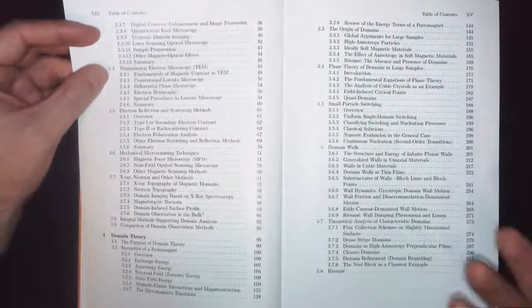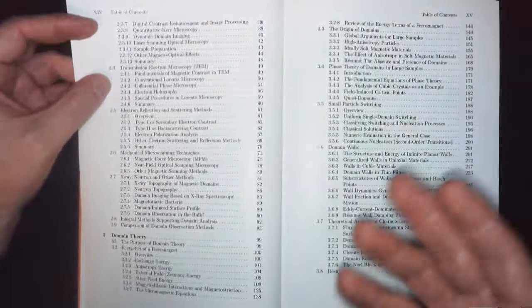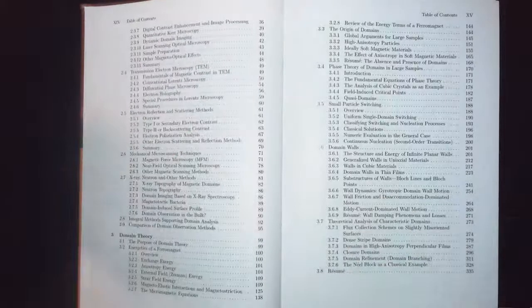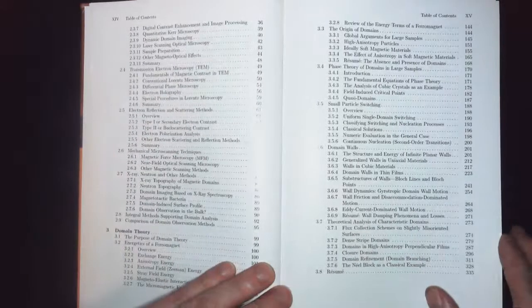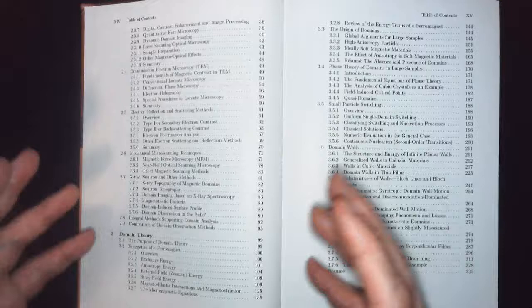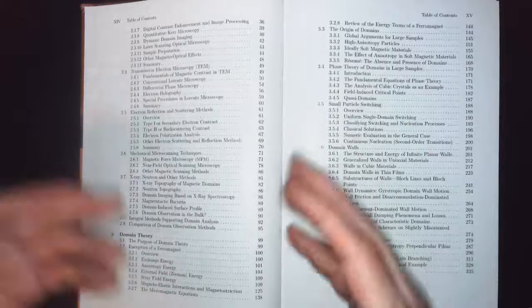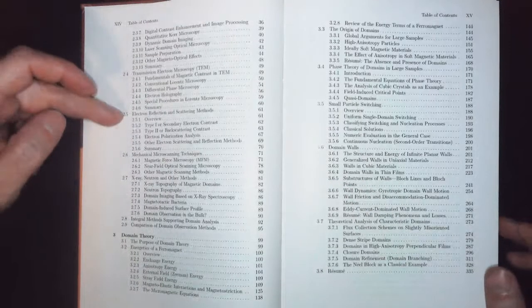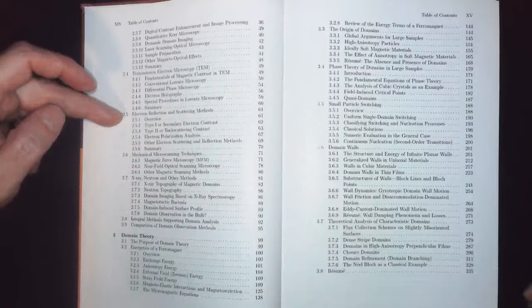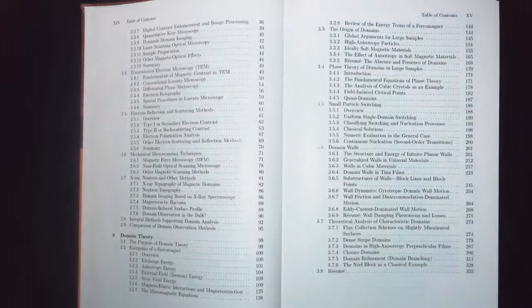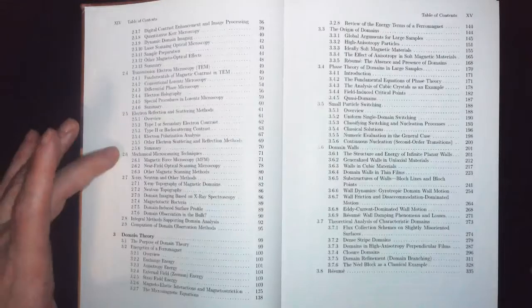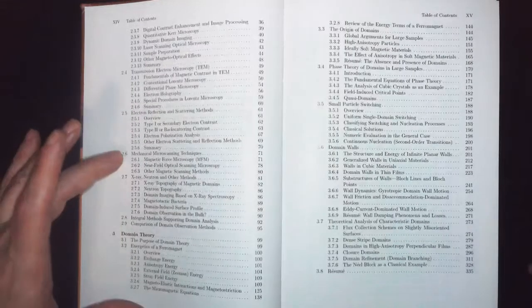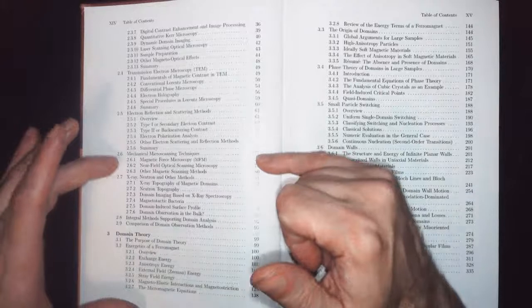Transmission electron microscopy. If you have anything that's magnetically active, you can use it to do that. Transmission electron microscopy, electron reflection and scattering methods. Neither of these I know too much about. Mechanical microscanning techniques. MFM is the one I'm familiar with.